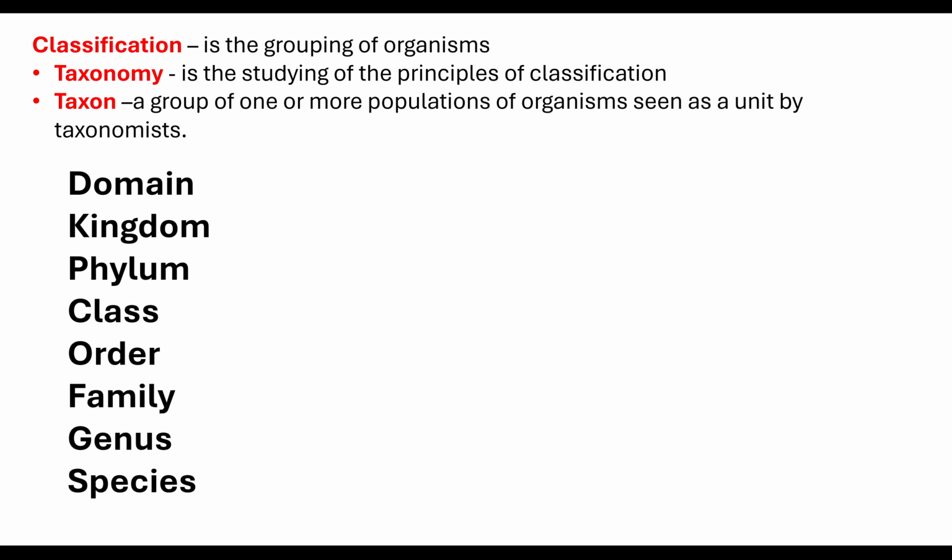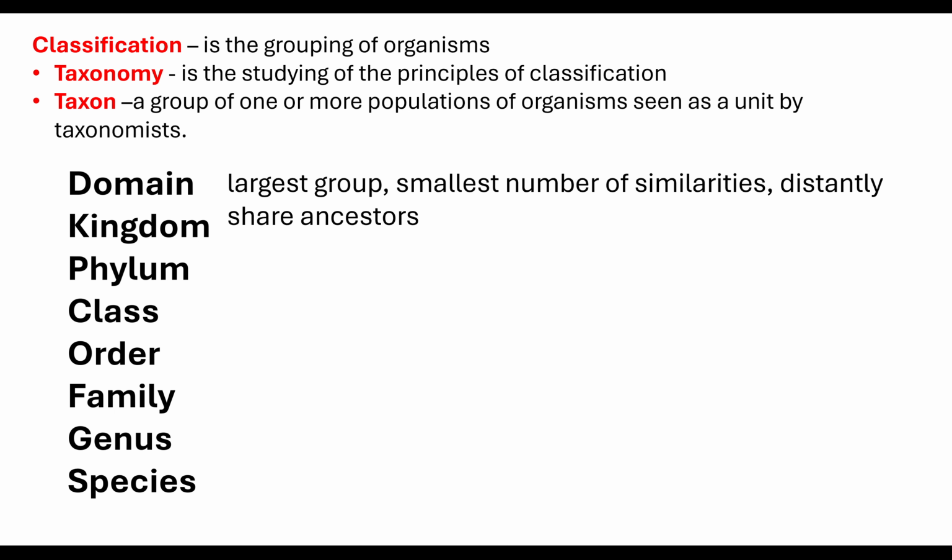So when we group them together, we're going to group them into domain, kingdom, phylum, class, order, family, genus, species. Now, I like to do things using the alphabet, so I always try to remember this by KPC or FGS: kingdom, phylum, class, order, family, genus, species. Now, domain goes above that, and I'll talk about when the domain system came in.